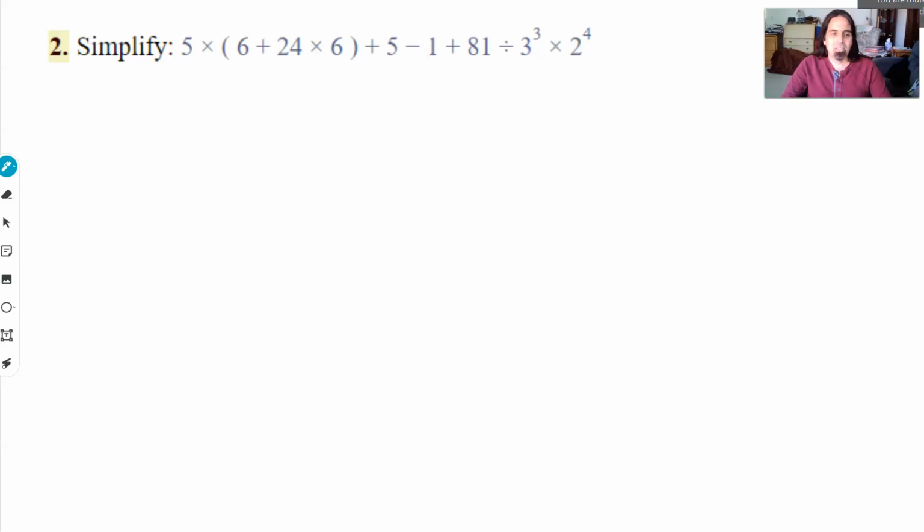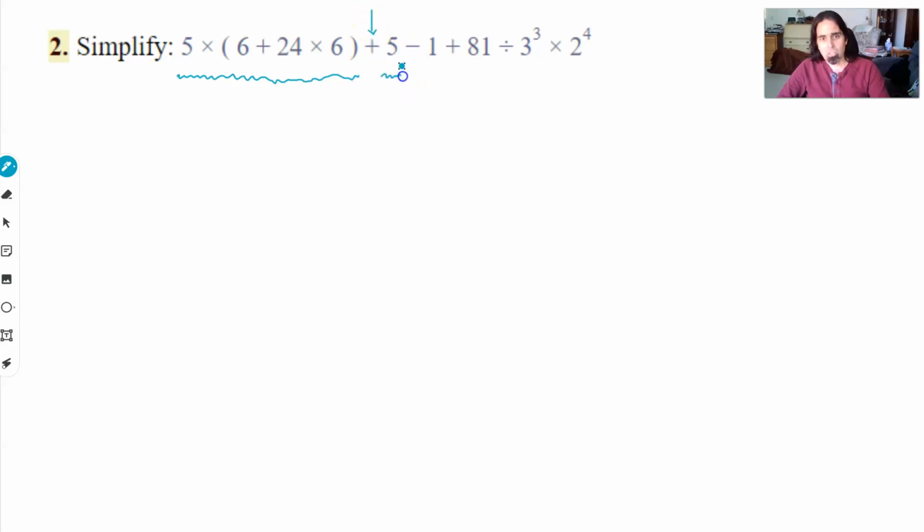Health Decisions Test number 2. Simplify this big thing. It will be much easier if we break it up into terms. So we start at the beginning and keep going until we get to a plus or minus outside of parentheses.